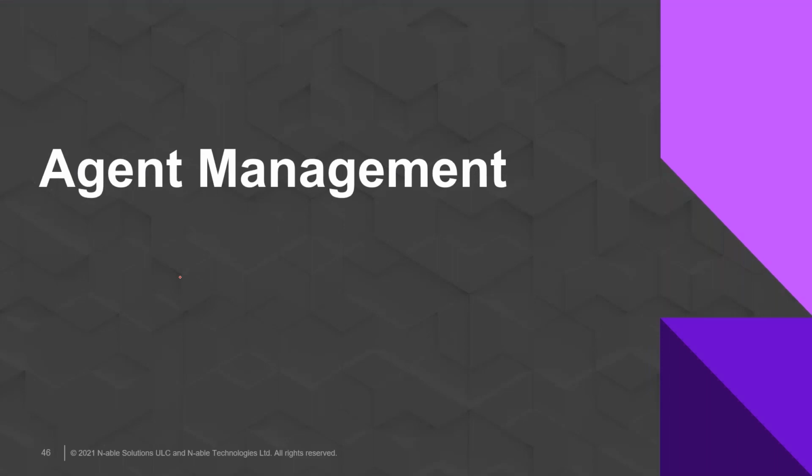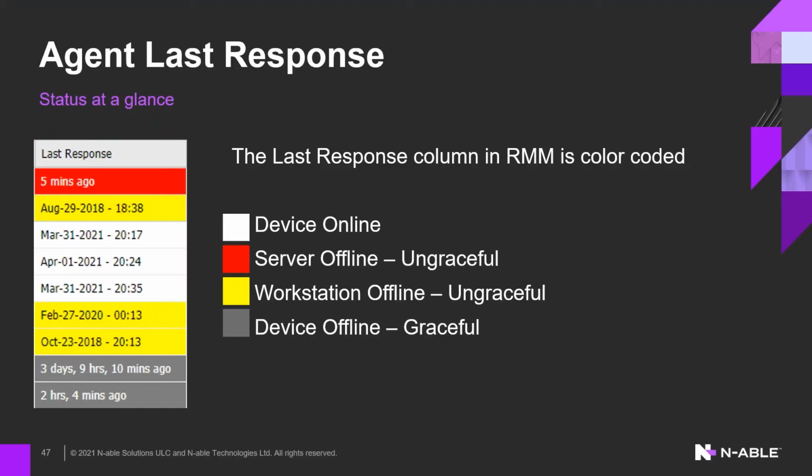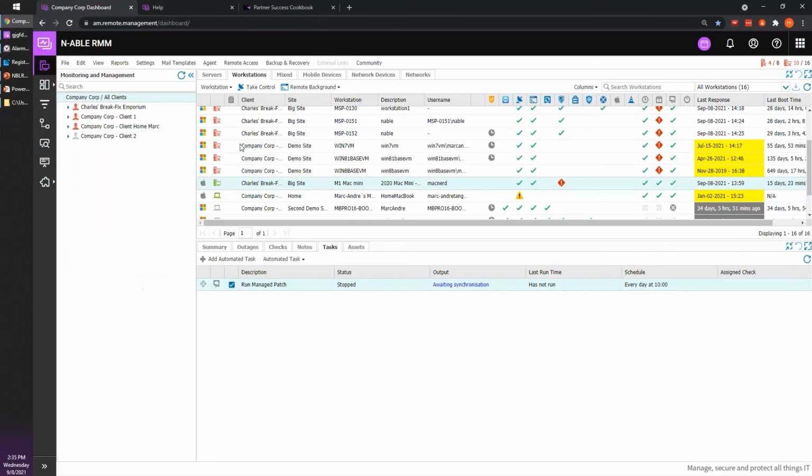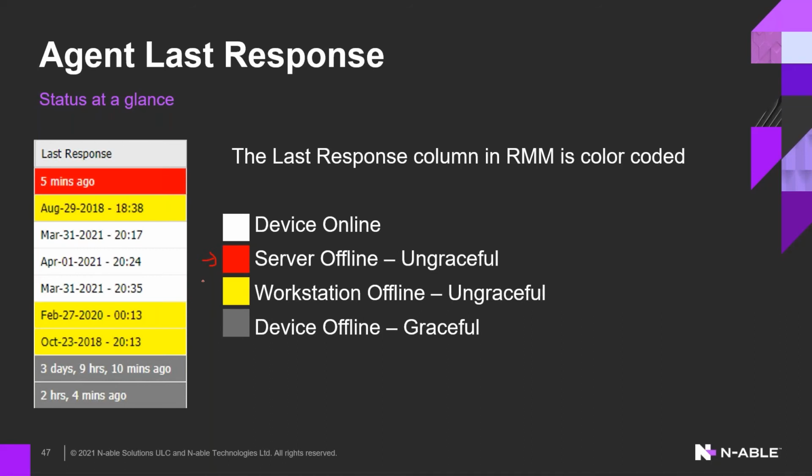The agent, first of all, has color-coded statuses. If you go into the dashboard here, there's all these weird colors. They're color-coded for a reason. Red means that a server left the dashboard ungracefully. Yellow is the same thing, but for a workstation. Then gray means that the device is offline or not talking to RMM, but it left gracefully, which means it checked out. It said like, hey, I'm going to go to sleep now, I'm being shut down, whatever the case is. And white means that it's simply online, right?